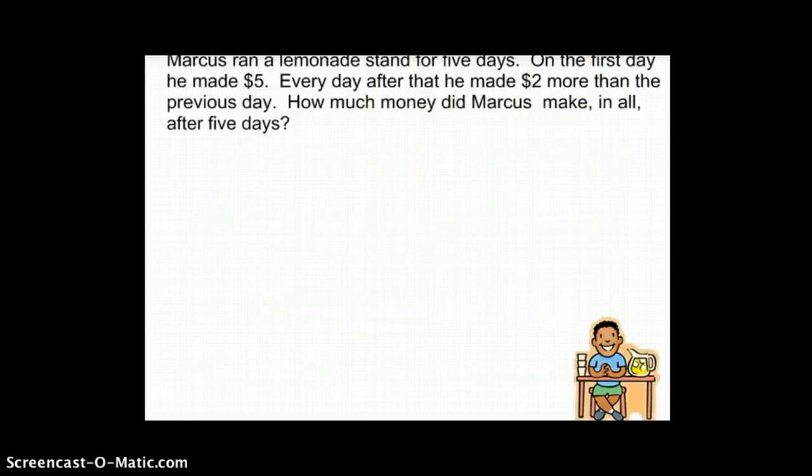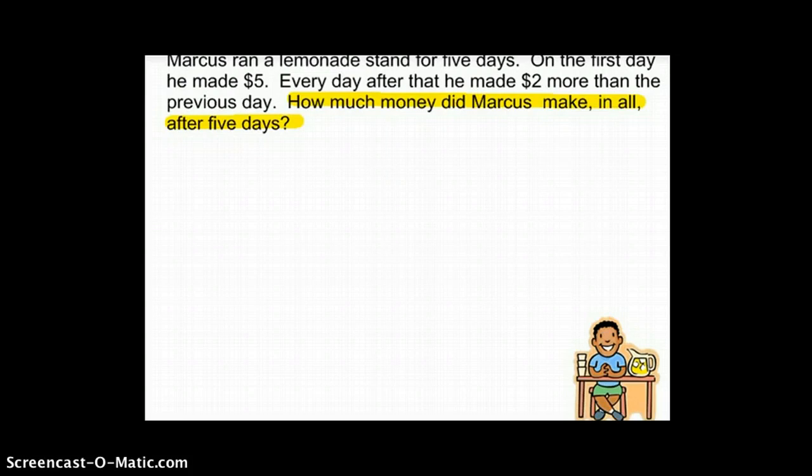The easiest way to do this is to take a look at a problem here. Marcus ran a lemonade stand for 5 days. On the first day, he made $5. Every day after that, he made $2 more than the previous day. How much money did Marcus make in all after 5 days? So the first thing I want to do is identify the question. What are we being asked? And the question is, how much money did Marcus make at his lemonade stand after 5 days?